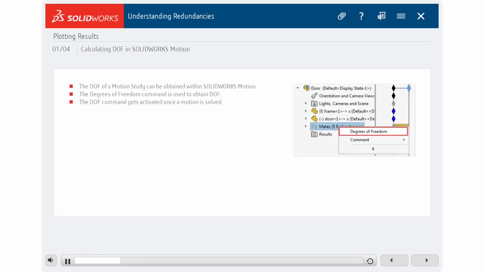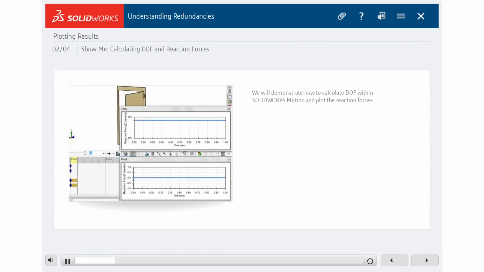Rather than manually calculating the DOF, we can calculate it within SolidWorks Motion using the Degrees of Freedom command. When we solve a motion study, only then does the DOF command become active. Let's see how to calculate degrees of freedom within SolidWorks Motion and plot the reaction forces. Click Show Me to launch a demonstration video.